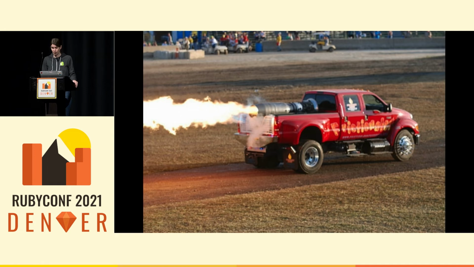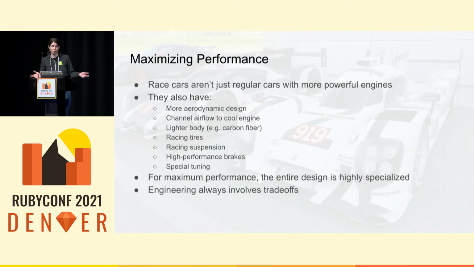Why is that? Well, because race cars aren't just regular cars with more powerful engines. They also have more aerodynamic design. They can channel airflow to cool the engine. They have a lighter body. They have racing tires, racing suspension, high performance brakes, and special tuning. So if you want to engineer a system to get maximum performance, you need to take a holistic approach where all of the pieces fit together really well and you eliminate all of the bottlenecks.